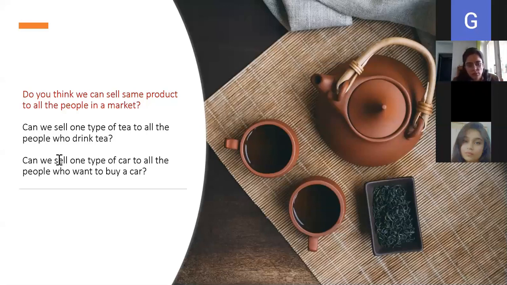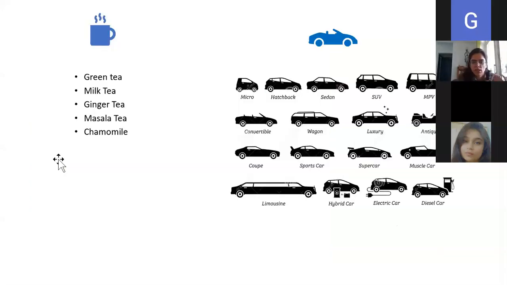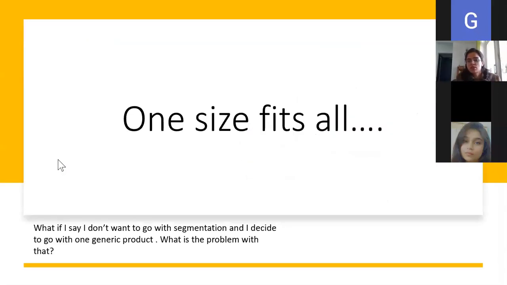Different people will have different needs from that product. Everybody has their own choices. Different budget, different choices, different way of using it. Right, different needs, different wants, different tastes, and different preferences, and that's why we have different products catering to different segments. And that's the main reason why we do segmentation.